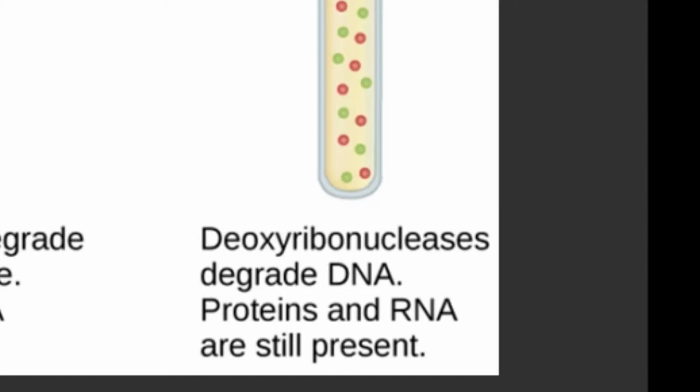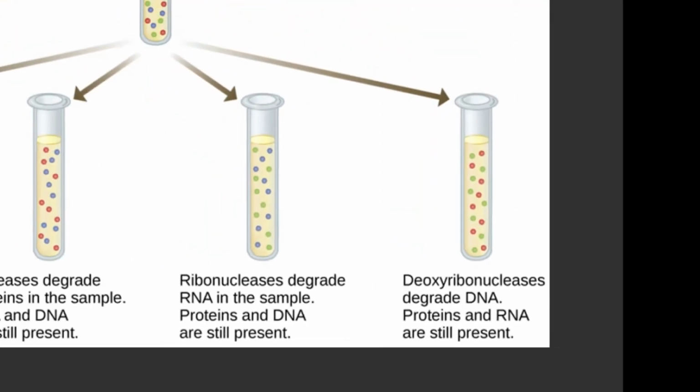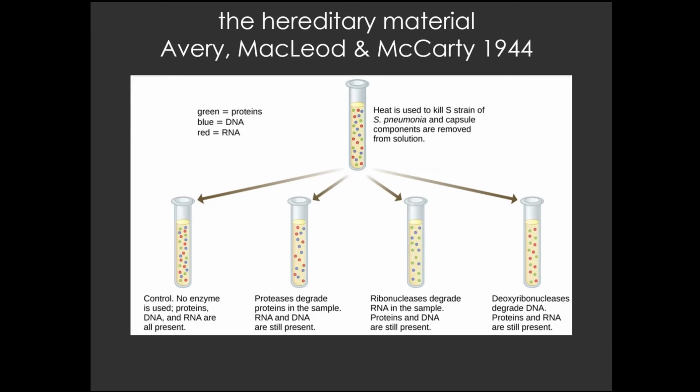So in the first tube, transformation should occur. That's the control. That's just telling us that we haven't, through the process of heat killing and removing capsule components, done anything to negate transformation. In the first tube, we want to look and see if proteins are the transforming principle. If they are, no transformation will occur.